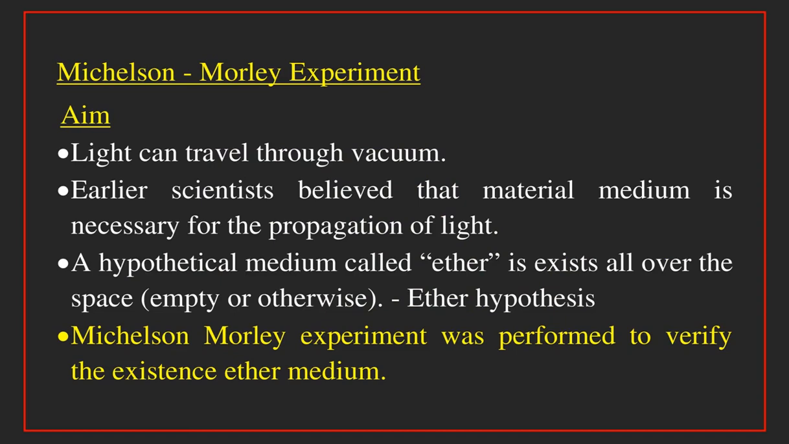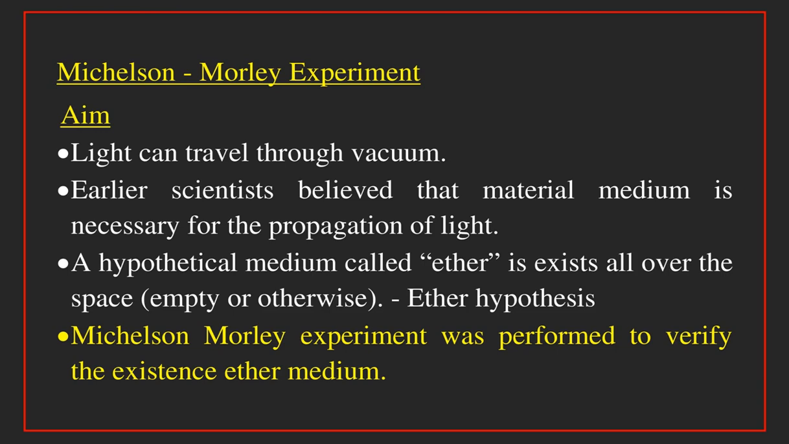As already discussed, the scientists of the 19th century believed that light can travel through vacuum only with the help of some material medium. So they assumed a hypothetical material medium called ether. It was assumed to be filling the whole space, and this is called the ether hypothesis. The aim of the Michelson-Morley experiment was to determine the existence of this ether medium.